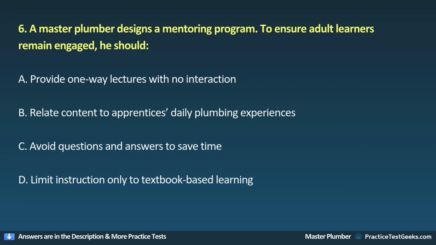6. A master plumber designs a mentoring program. To ensure adult learners remain engaged, he should: A. Provide one-way lectures with no interaction. B. Relate content to apprentices' daily plumbing experiences. C. Avoid questions and answers to save time. D. Limit instruction only to textbook-based learning.